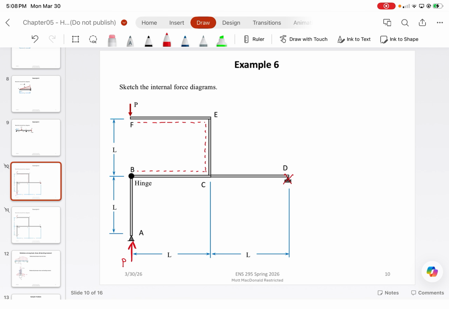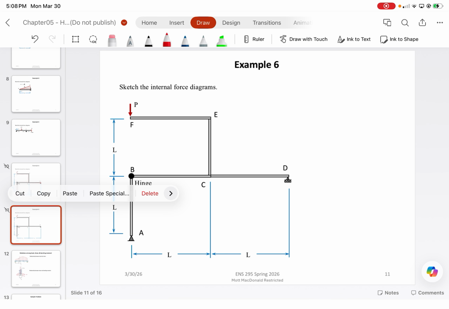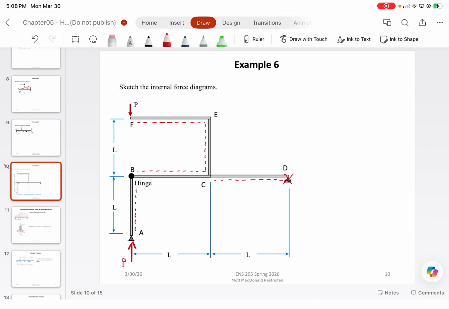So the first step with solving any type of these frame problems is you basically just, again, like with the beams, cut sections, all right? Now, here's the trick with this problem: where do we cut the section? It becomes very complicated. So I generally like to start out wherever your easiest points are. In this case, I'm going to start off with cutting a section directly through here.